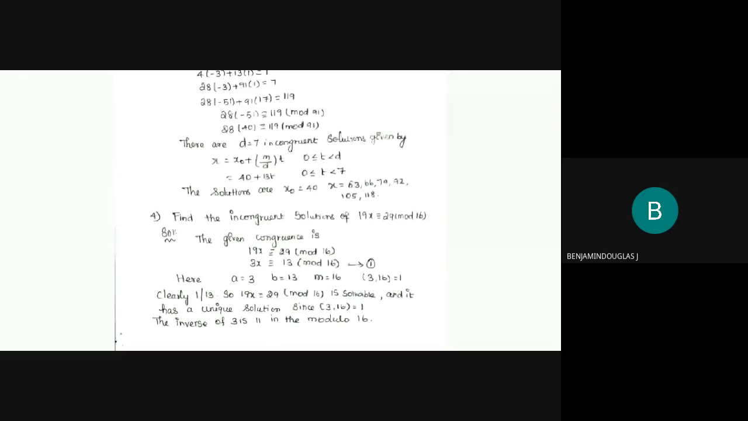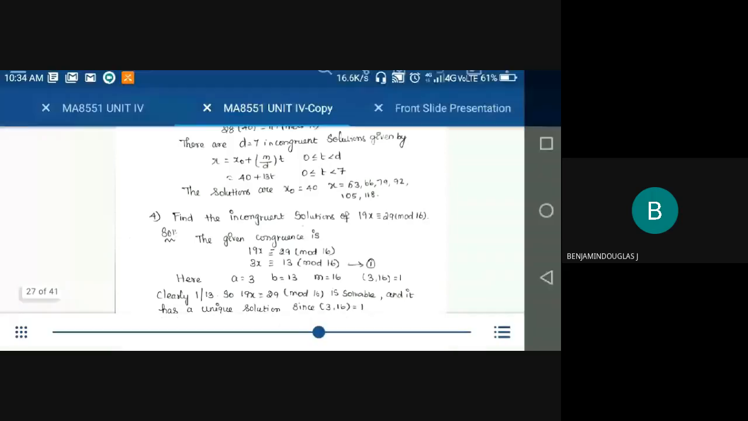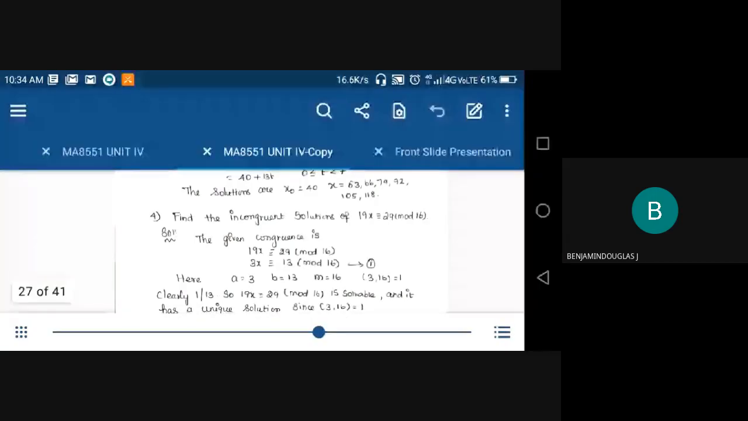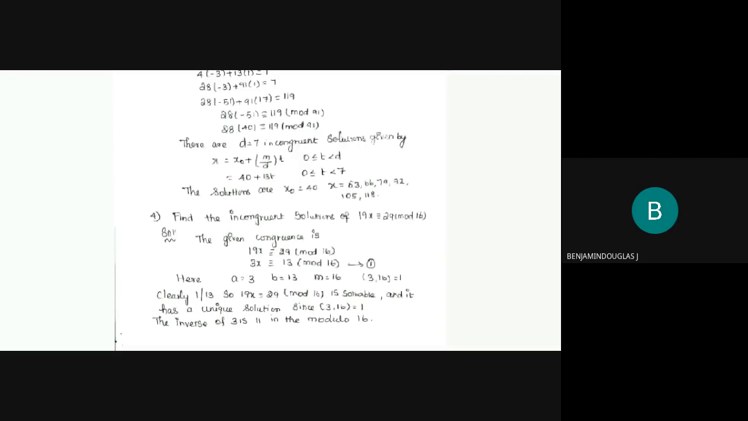The given congruence is 19x congruent to 29 mod 16. The x coefficient and the right hand side are both more than 16. So 19 is congruent to 3 under mod 16, as well as 29 is congruent to 13 under mod 16. So the given congruence 19x congruent to 29 mod 16 can be reduced to 3x congruent to 13 mod 16.